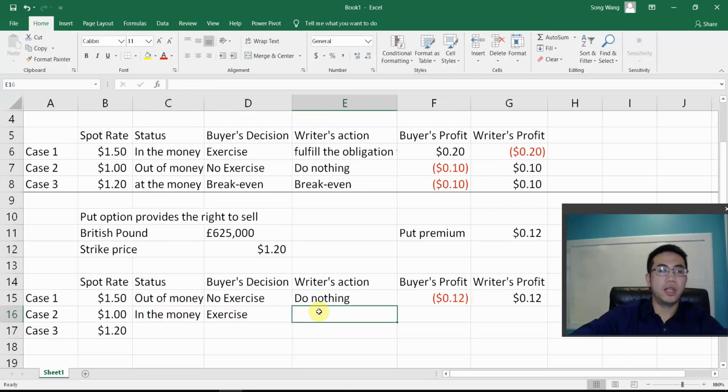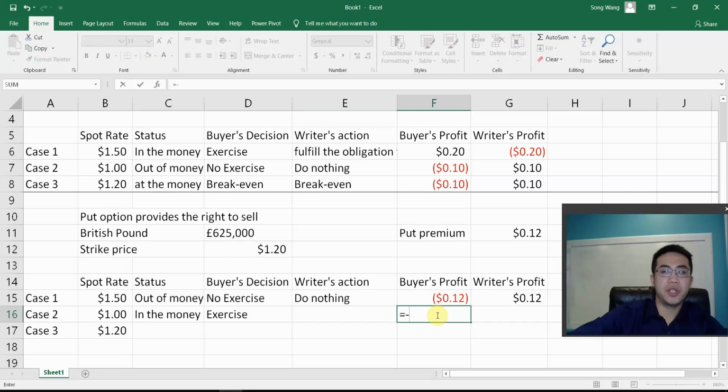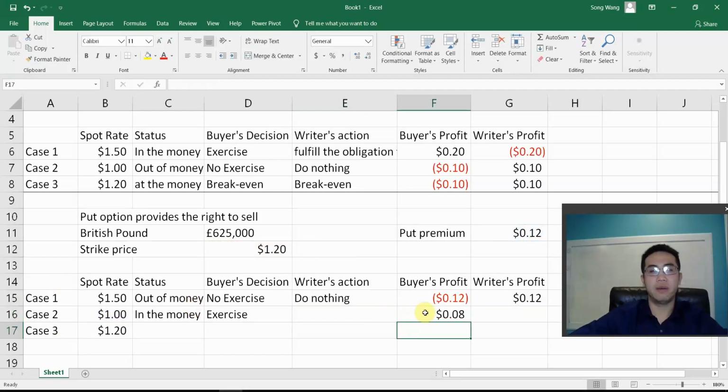When the option buyer exercises the put option, then what's the buyer's profit? As I always say, the buyer always pays the premium, negative in the equation, and also the buyer will sell at this $1.2, and simultaneously buy at this spot rate. So this is how much the buyer would make for profit. And the writer's profit would just be the negative of the buyer's profit, which is negative 0.08.